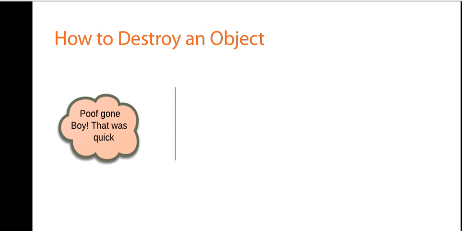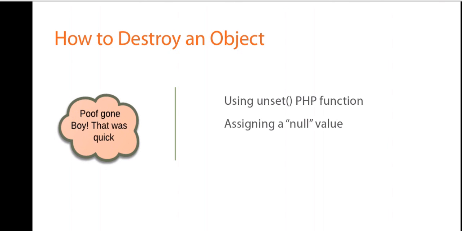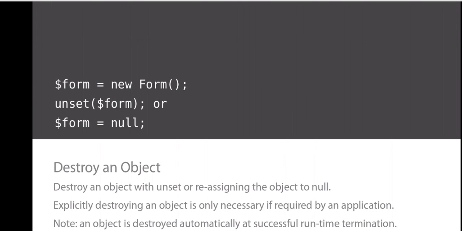There are three ways to destroy an object: using the PHP unset function, assigning a null value to an object variable, and finally, the object is destroyed by successful runtime termination. This is important, as you will see when learning about magic methods, which we'll do in a subsequent module. Let's look at the destruction syntax. Our form is unset using the unset PHP function or setting the form instance to null.